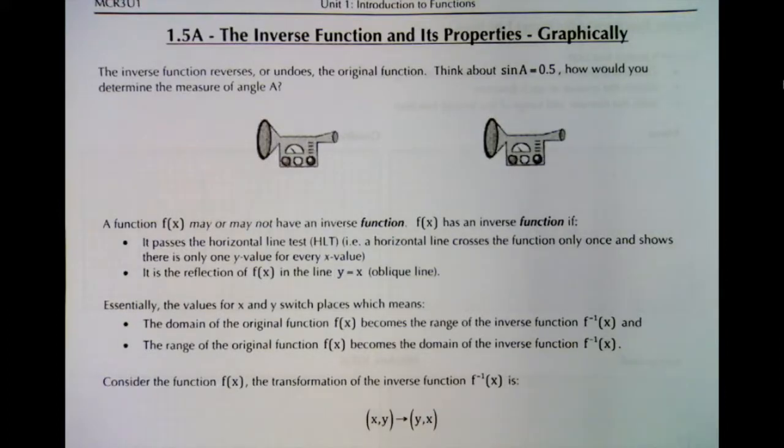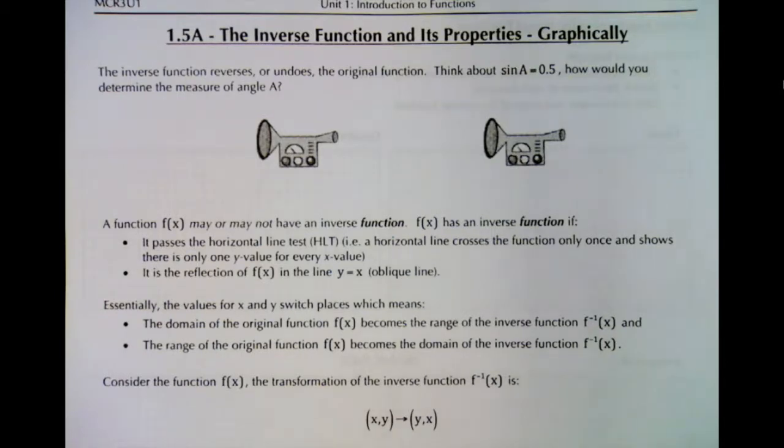Okay, this is lesson 1.5a, the inverse function and its properties. Part A will be the inverse function graphically, part B will be algebraically. So first off, what is an inverse function? Well, an inverse function reverses or undoes the original function.